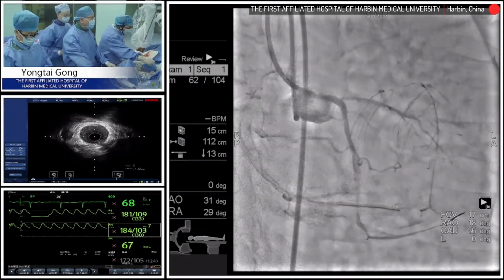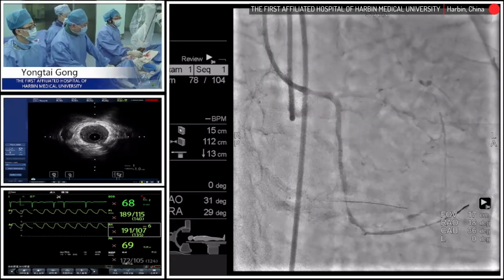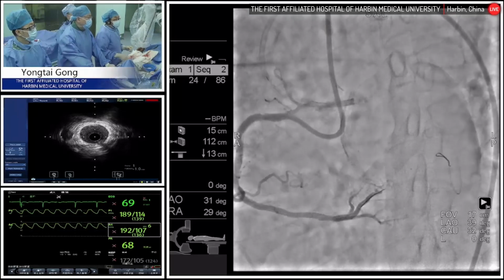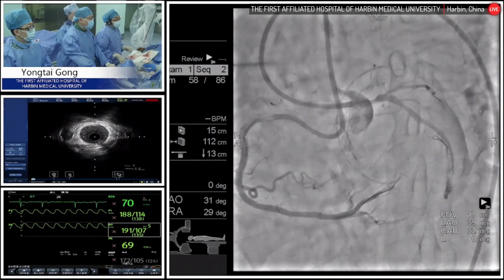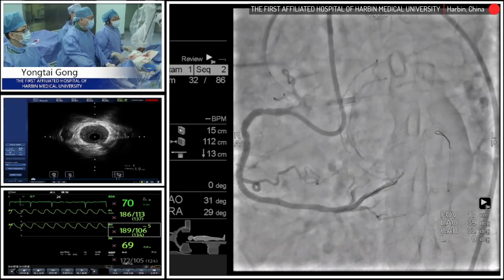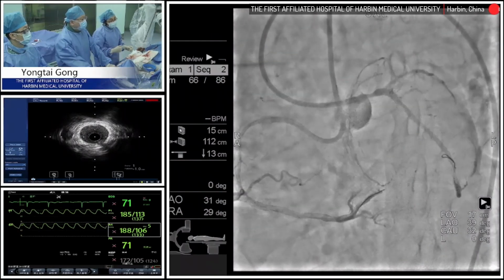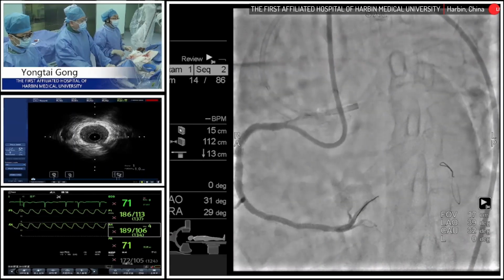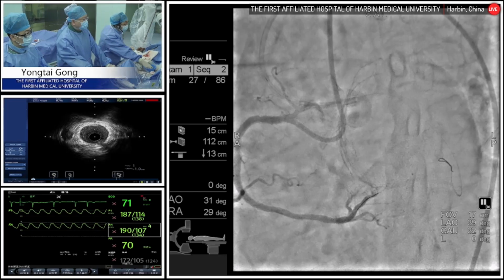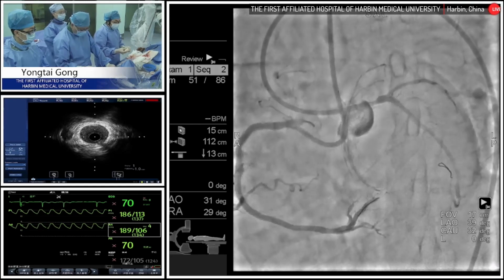Okay. Good morning, everyone. Today, this case is very complex because of the ostial LAD CTO lesion, and we cannot confirm the proximal cap location. For this case, I think we should try the retrograde approach firstly, and then we build the antegrade approach. And I think the better technique is the reverse CART to recanalize the LAD ostial CTO lesion.